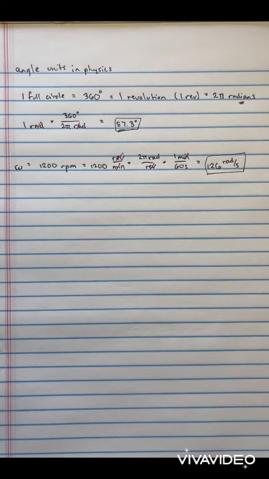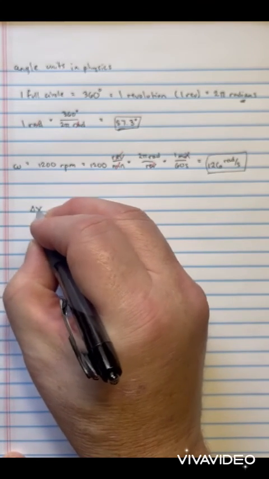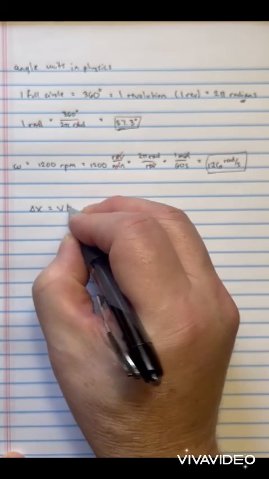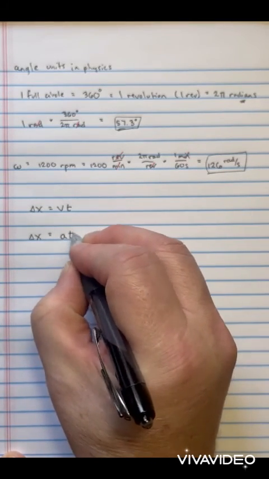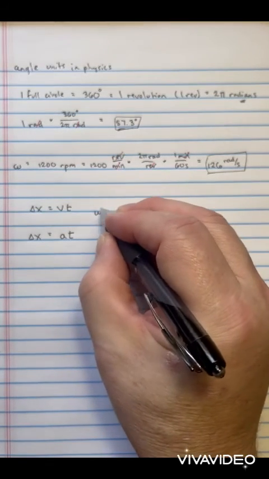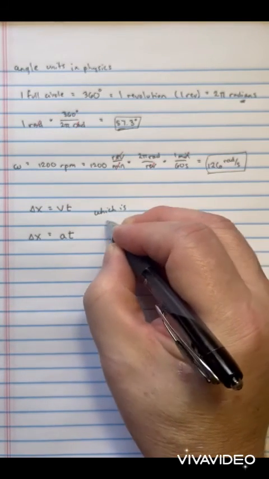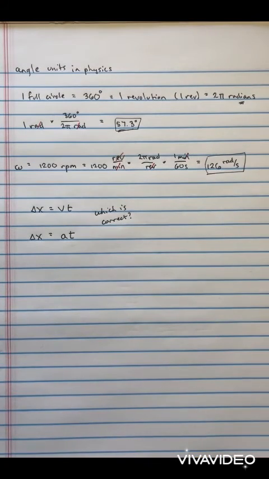So, last thing I want to talk about here is how can we know if a formula for some particular quantity is correct in the first place? And units can play a role in that. Suppose we have two formulas: delta x equals Vt, or delta x equals At. And the question is, which of these formulas is correct? And how can we figure this out?